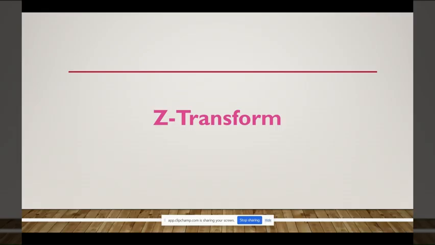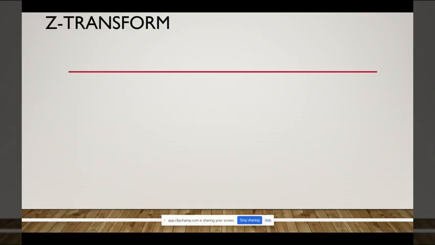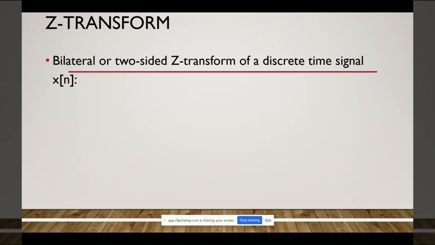In this video lecture, we can see about Z transform. Z transform is used for converting the discrete time sequence signal from time domain to frequency domain. Usually, it may be a bilateral time signal.